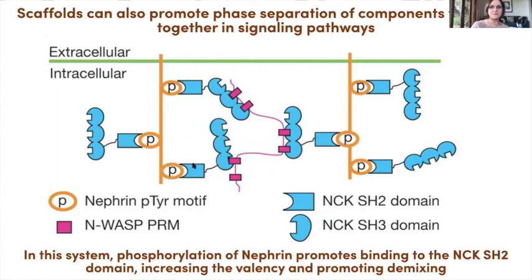And this was just an example that I showed on Wednesday of this signaling pathway that leads to actin polymerization at the surface of these podocyte cells. And it's now appreciated that in addition to just scaffolding this whole pathway, these highly multivalent proteins also come together in a separate phase, and that greatly enhances their activity.